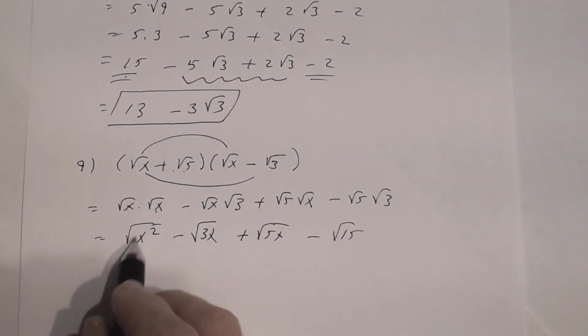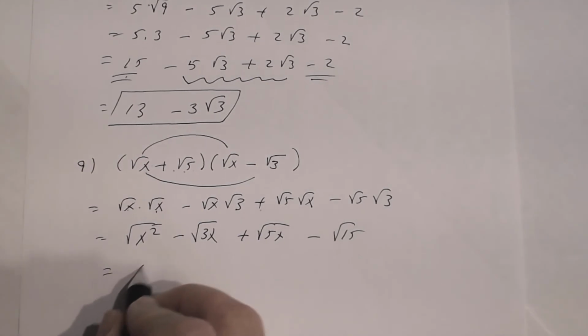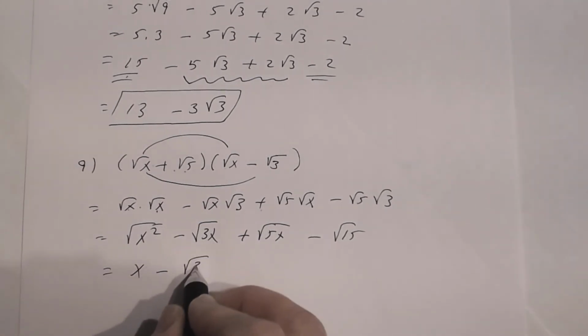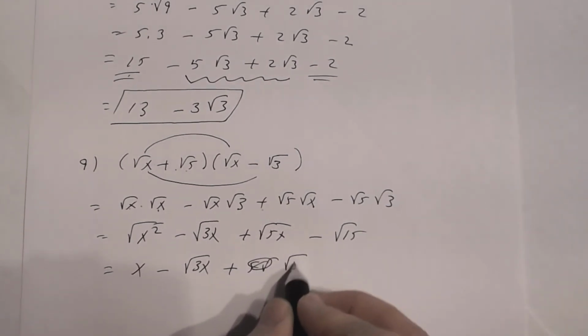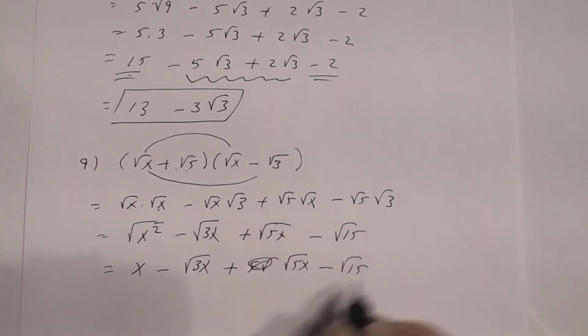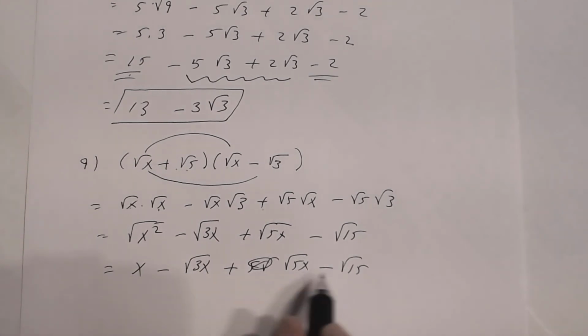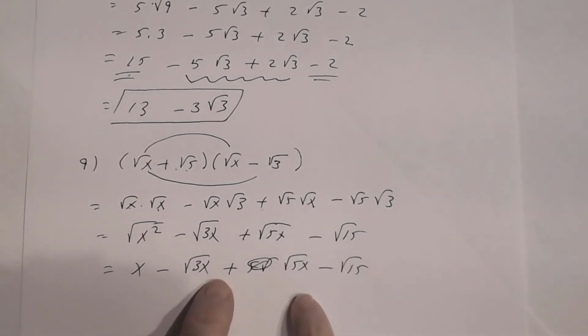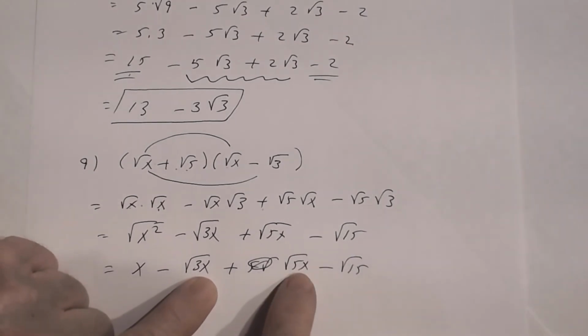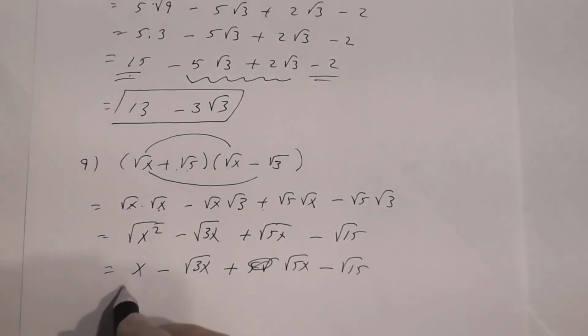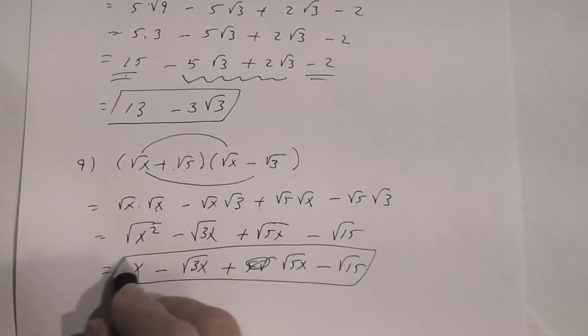Yes, because what times itself is x squared? X. So I have x minus square root of 3x plus square root of 5x, and then minus square root of 15. And notice, none of these are like terms, right? The radicand here is 3x, the radicand here is 5x. The radicands are different, so you cannot combine them. So that's your answer.